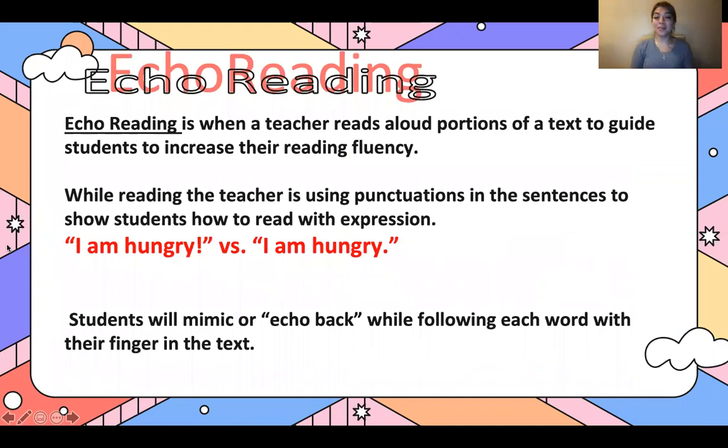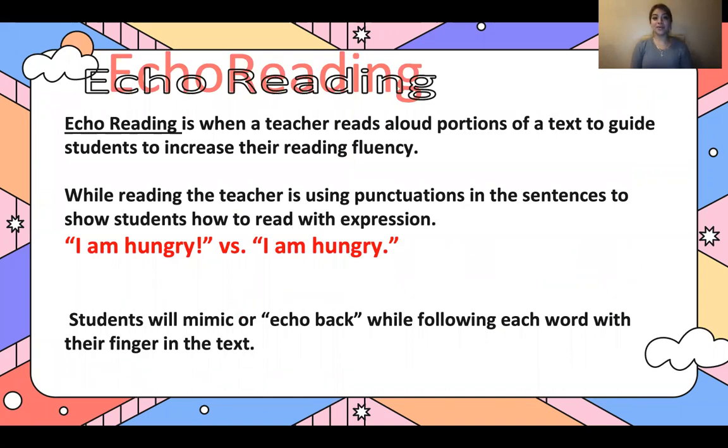Today we will be learning about echo reading. Echo reading is when a teacher reads aloud a text to a group of students. As the teacher is reading, we are asking for you to guide along in the text, following every word with your finger or with your pen. While reading, the teacher is using any punctuations in the sentences to show students how to read with expression.